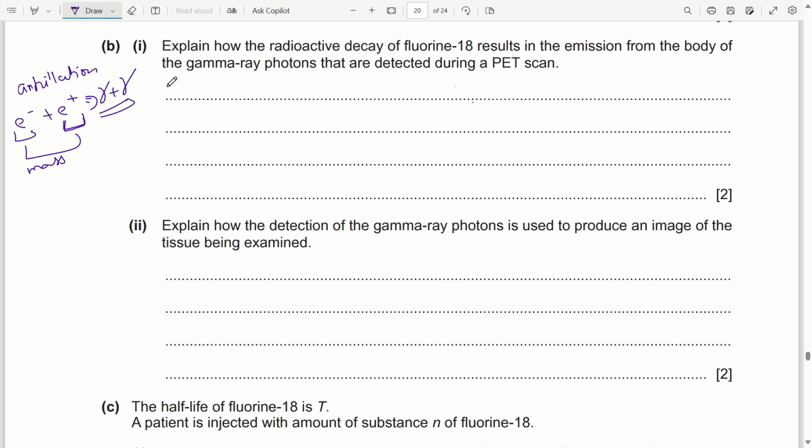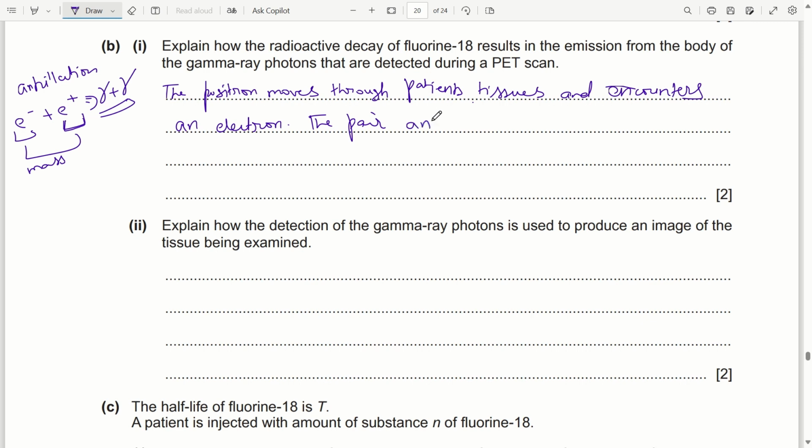So you can write: the positron moves through the patient's tissues, encounters an electron, the pair annihilate, and their mass becomes pure energy in the form of two gamma ray photons.